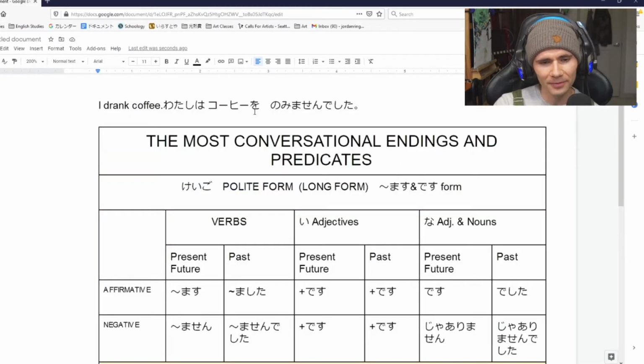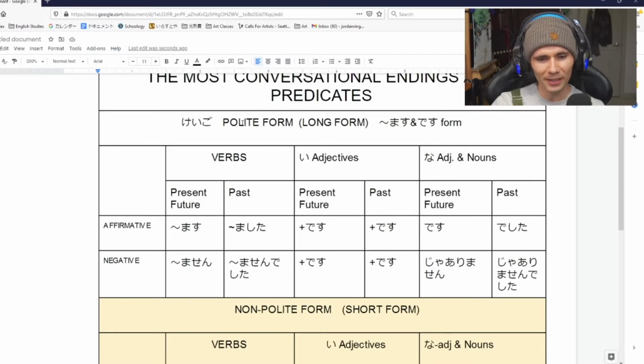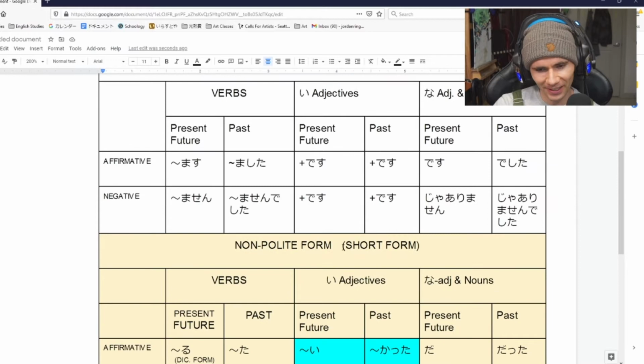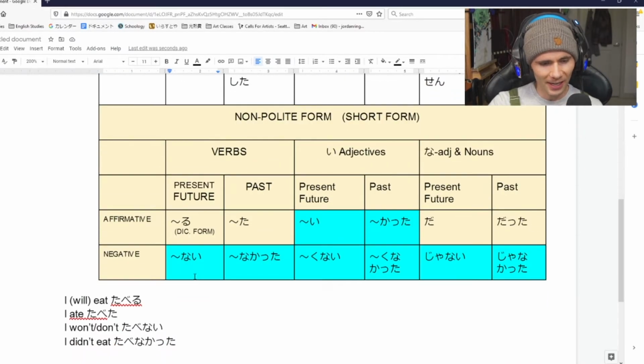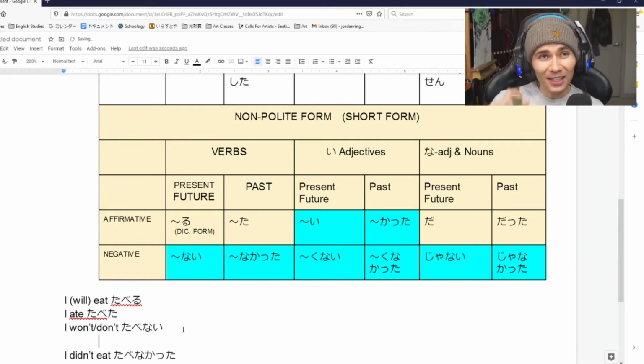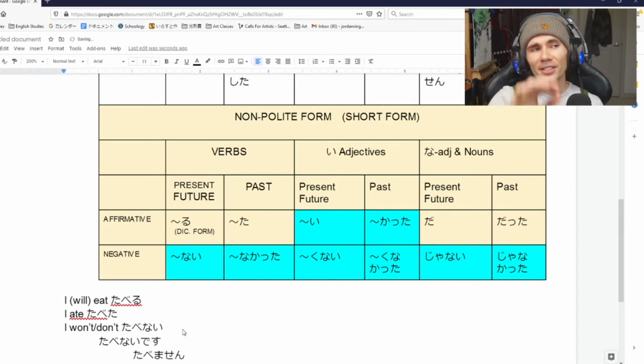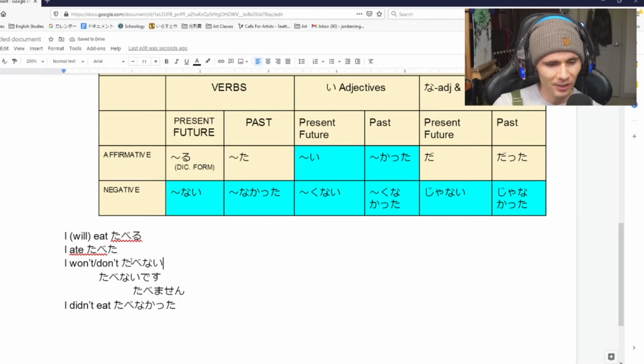Okay, now there is this in-between version of the long form and the short form. You can say either tabenai, or you could go up a little bit in politeness and say tabenai desu. Or you can go even more polite and say tabemasen. All of these are conversational though. When I'm talking to my friends and my family, people who I'm close with, I could say tabenai.